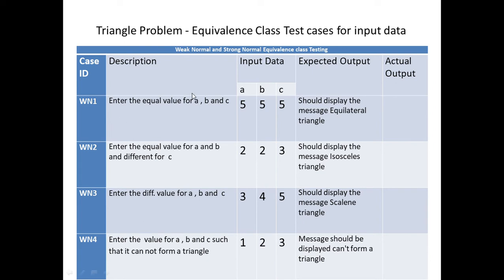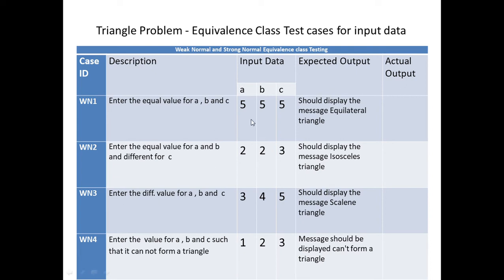And in case of weak normal 1, weak normal 2, 3 and 4. Since we have 4 possible outputs in the triangle problem, that is, it can't form a triangle, it is an equilateral triangle, an isosceles triangle, or a scalene triangle. To show all these 4 types of outputs, you need to write the test cases. You need to select the input values in such a way that they show almost all the possible outputs for a triangle problem.